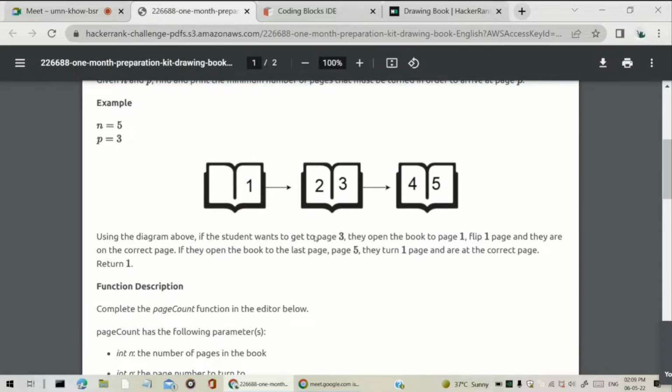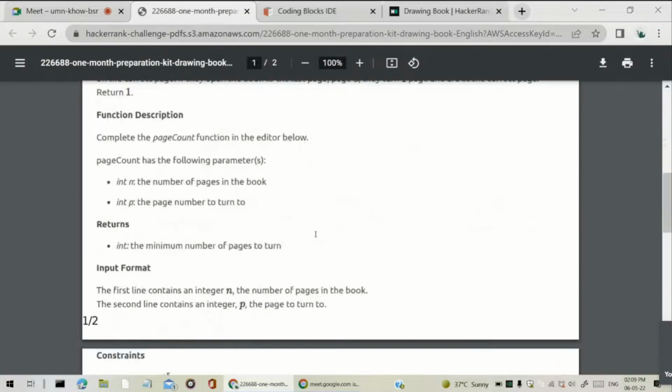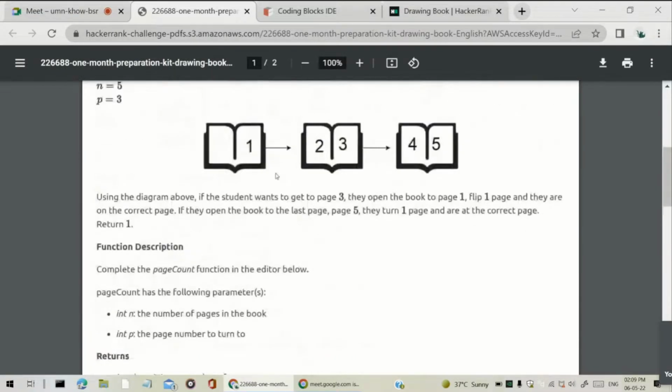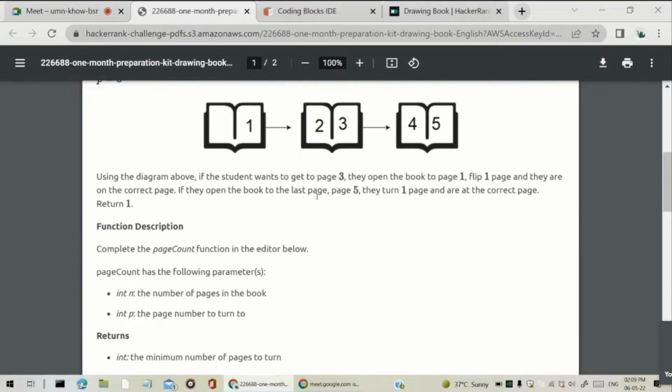We can also take other examples in which the number of pages we have to flip differs between the front and back side as well. Okay, I will write the program now.